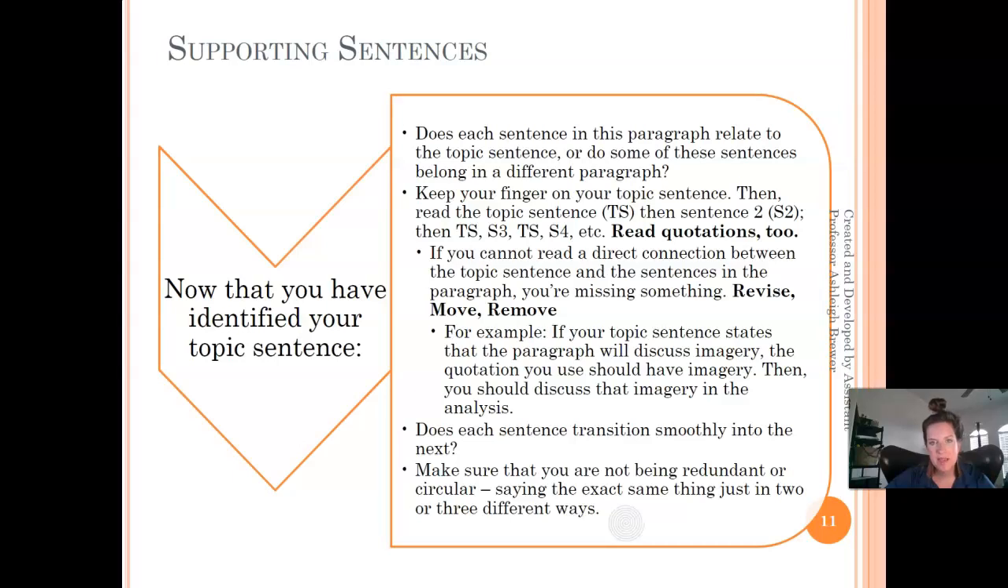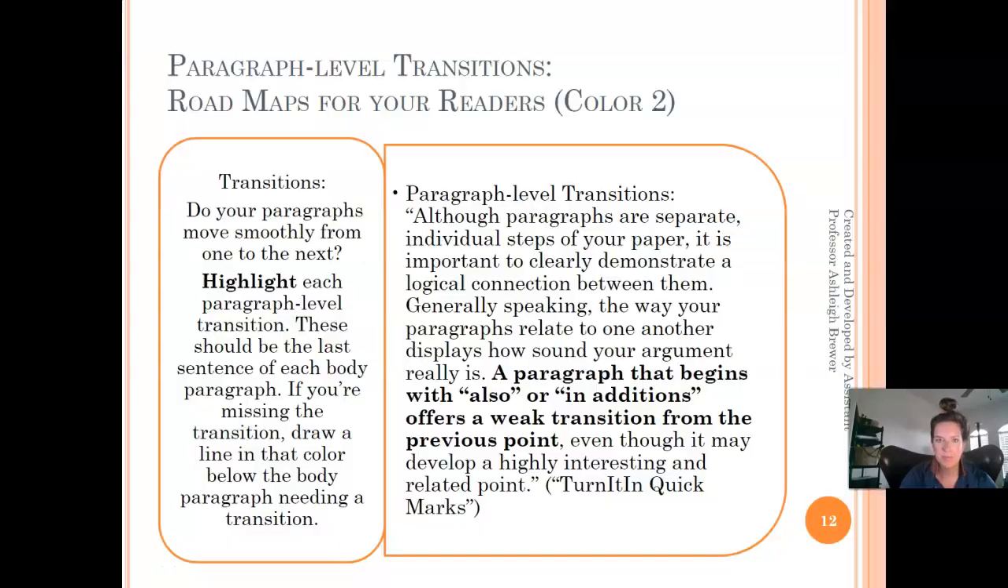Okay? Does each sentence transition smoothly to the next? Does it sound good the way they flow together? Make sure you're not being redundant or circular, saying the same thing in just 2 ways, right? That shouldn't be an issue in this one because you're kind of telling me a story in each paragraph, but you do want to make sure that each part of the story that you're sharing goes back to your point about how this is a growth mindset example or a fixed mindset example, or you used to have fixed mindset about this and now you have growth. So make sure that all of your sentences support that thesis statement.